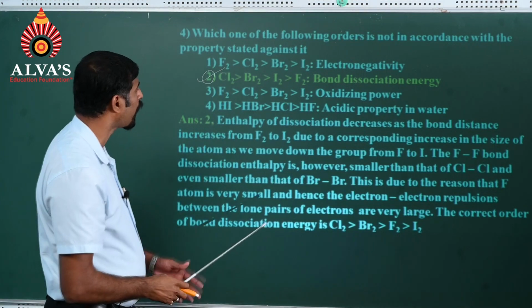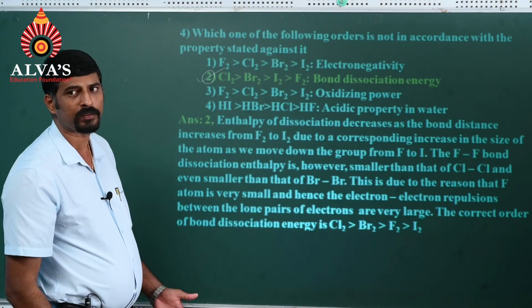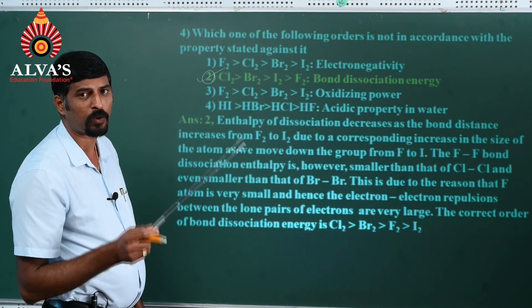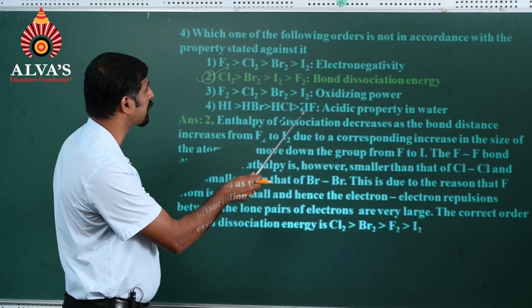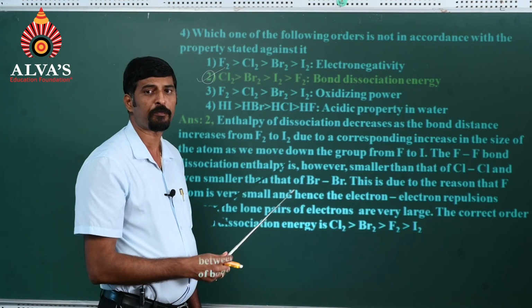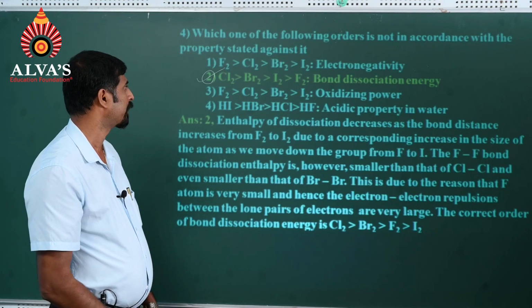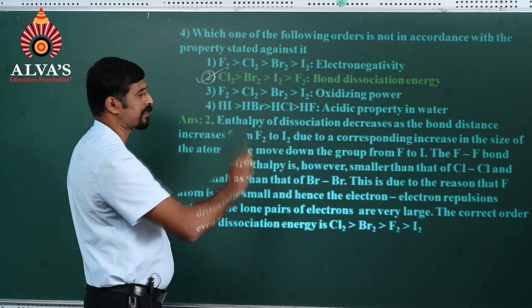If you observe the third option also, fluorine, chlorine, bromine and iodine, oxidizing power, that is also correct, because as you move down the group, oxidizing power goes on decreasing. Then HI, HBr, HCl, HF, acidic property in water. HI is the strongest acid, HF is the weakest acid among the hydrogen halides. Therefore, option 2 is the right answer.